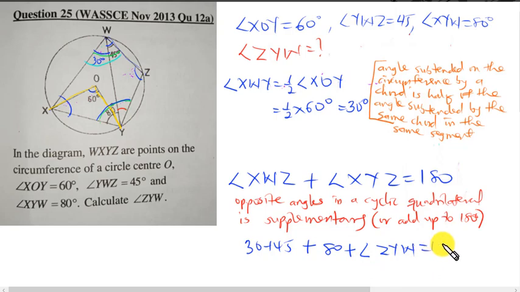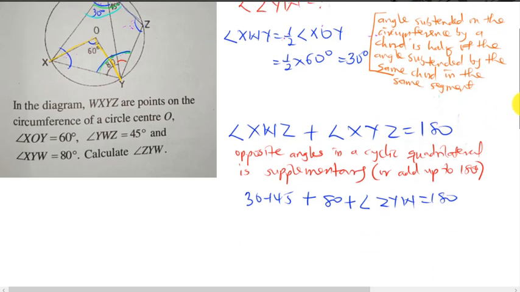Okay, and that is equal to 180 degrees. I hope you are not confused here. Let me try to clarify this. Now the whole of angle XWZ is this, and the whole of angle XYZ is this, because if you look at XYZ, it comprises this angle here, which is angle XYW, that is 80 degrees, and this angle that we are to find.